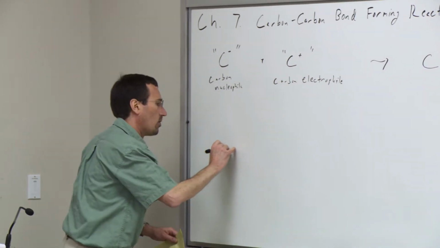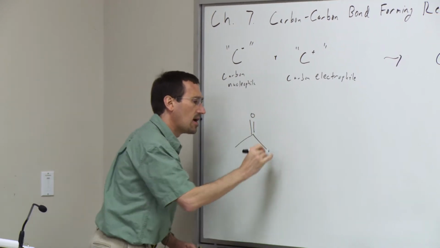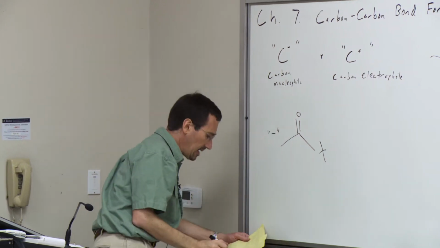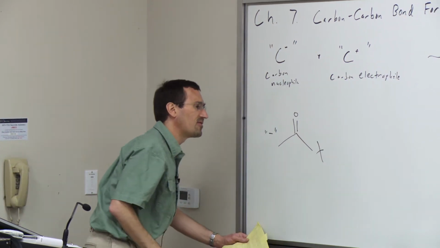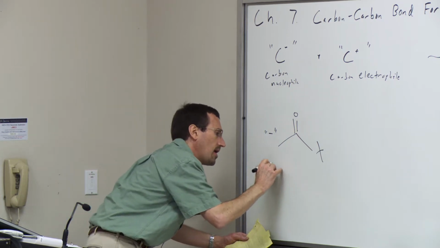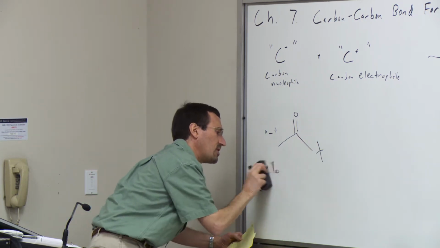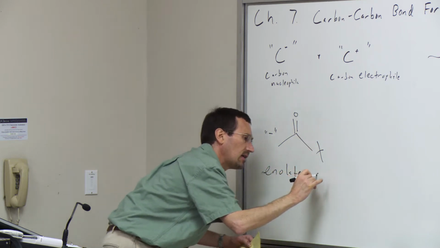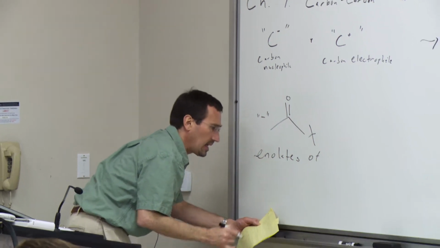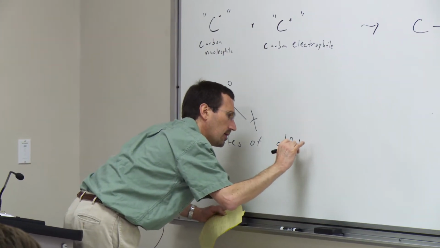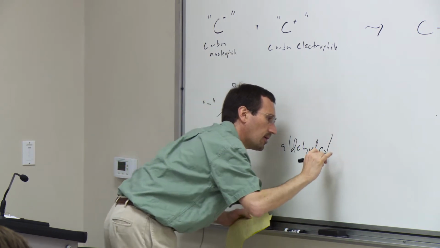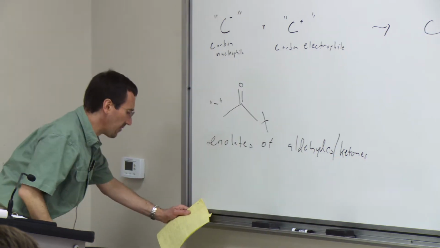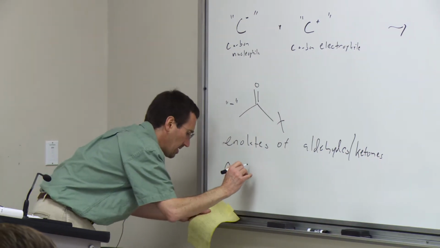So for example, what we'll be talking about today are enolates, and I can, as a shorthand, write an enolate like this. I'll put the negative charge in quotes here. And you'll see me write them in just a moment. But what we're talking about in terms of reactants is enolates of aldehydes and ketones, or enolates of the carboxylic acid family.